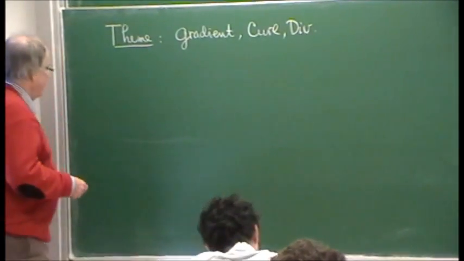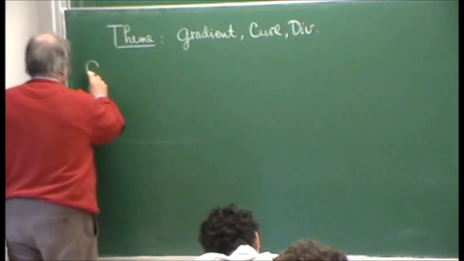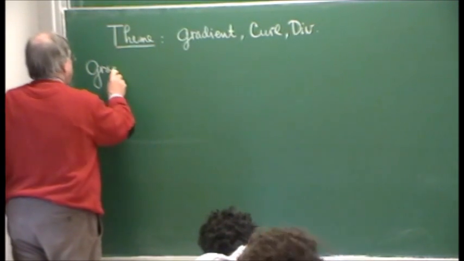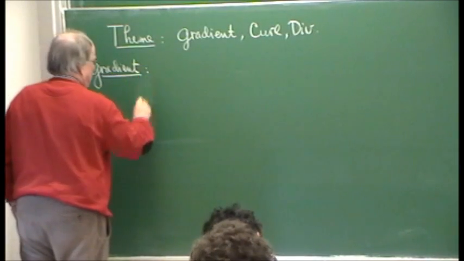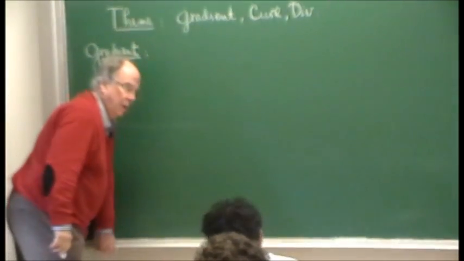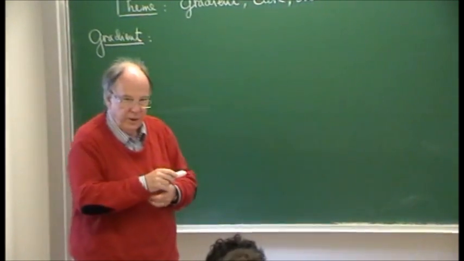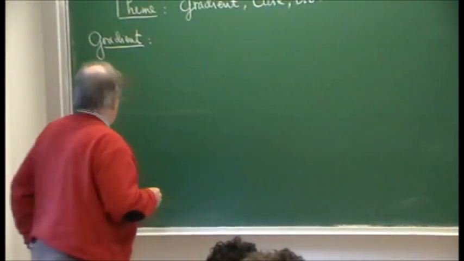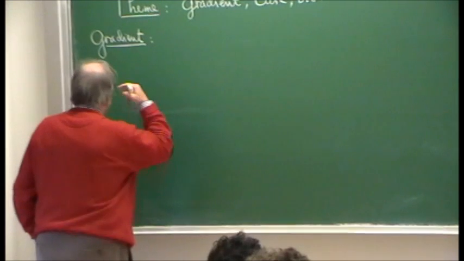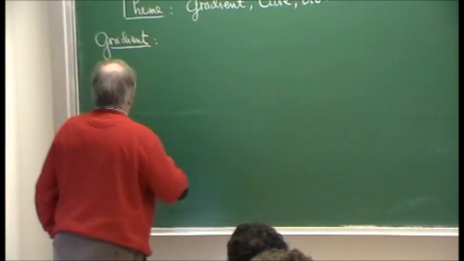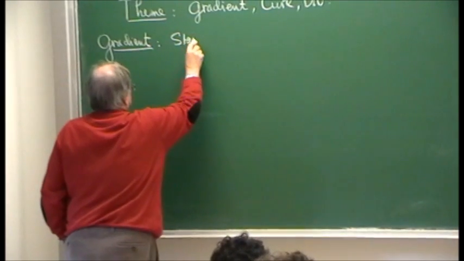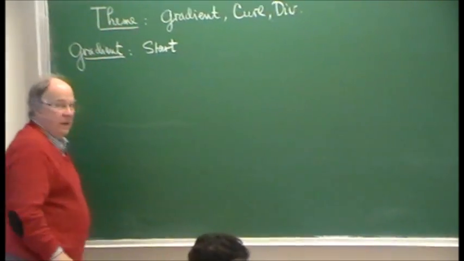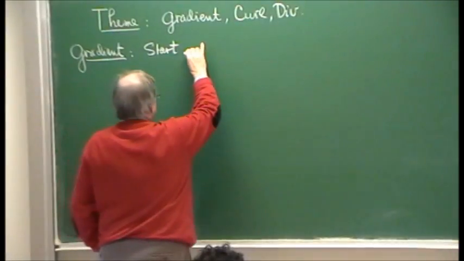So, first thing we'll talk about is gradient, just to be sure. So gradient is a concept that is not defined. It is only defined if you have a metric on the manifold. But let's start from the classical situation.